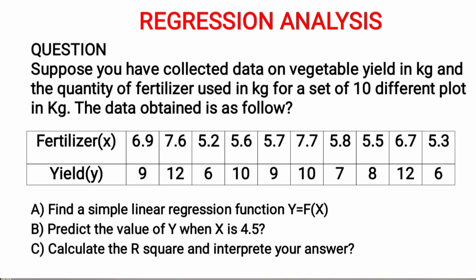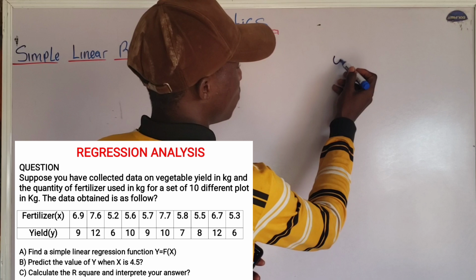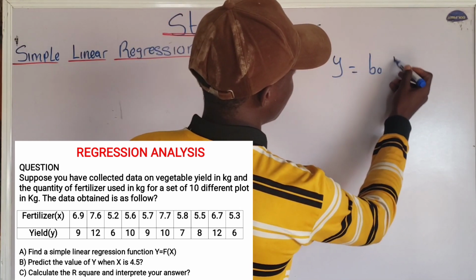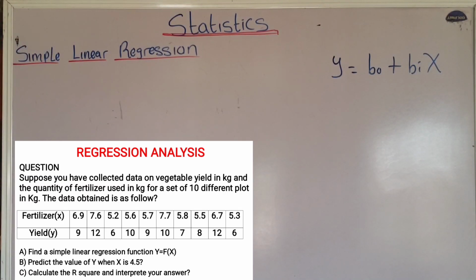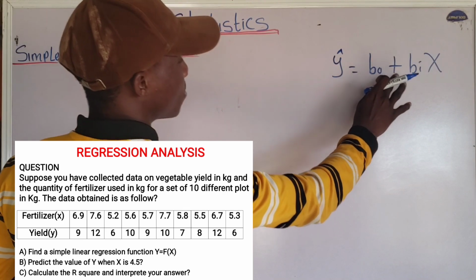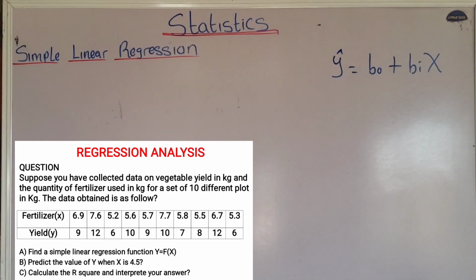We are asked to find the simple linear regression function y equals f(x). Do you know that a typical regression equation looks like this? y equals b naught plus b1x. If you were part of our previous class on simple linear regression, you are going to understand what I mean by that equation. That is, the predicted value of y is equal to b naught plus b1x, where b naught is the intercept, and b1 is the gradient or slope. Just pay attention, you're going to understand.